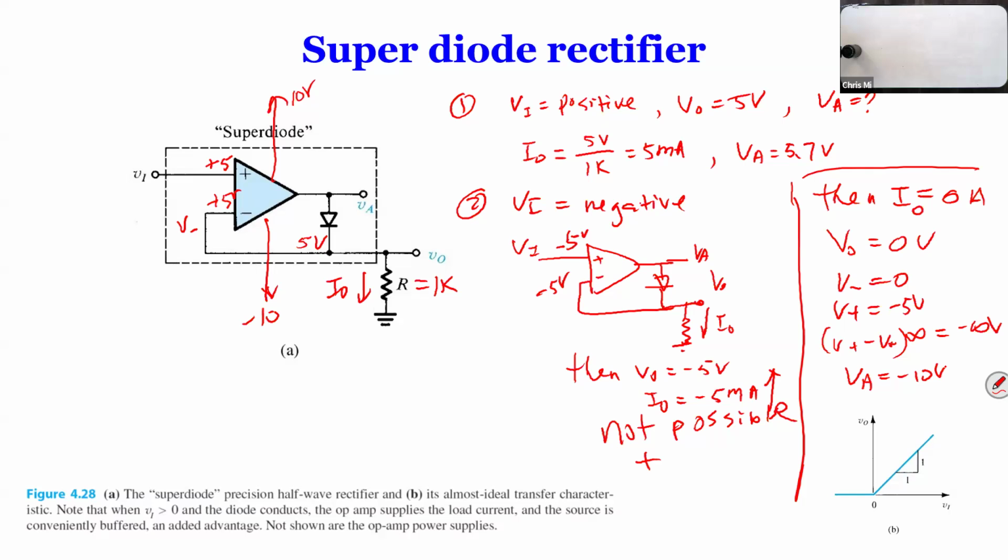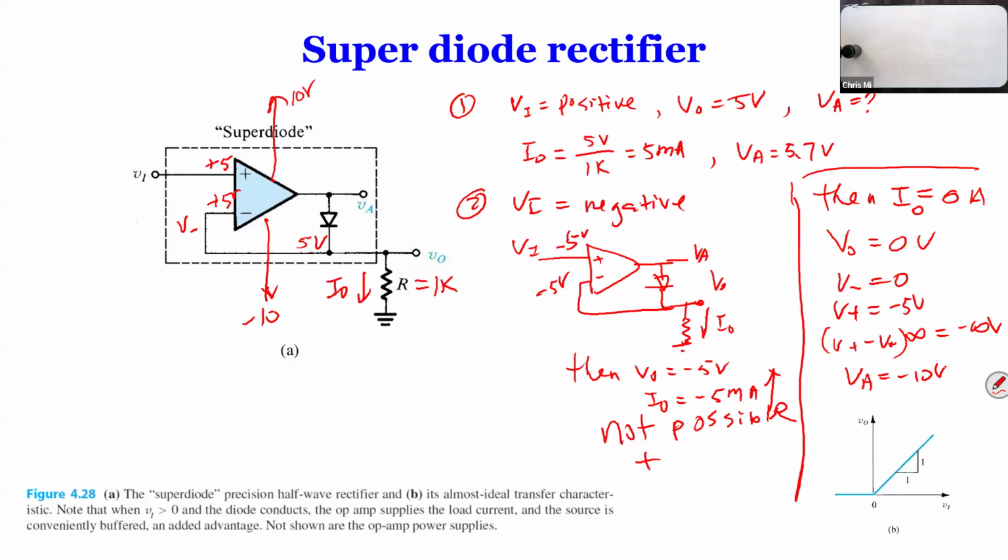And all the current going through the load resistance is coming from the op-amp, not from the input. I mean, it is coming through the diode, but it's supplied by the op-amp. So if your input has a large internal resistance, in this case it actually works perfectly.